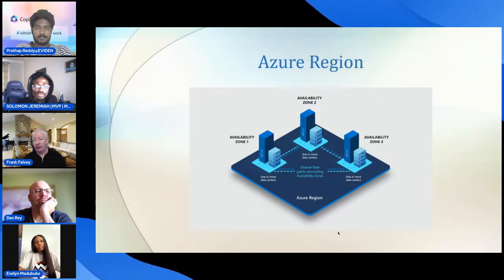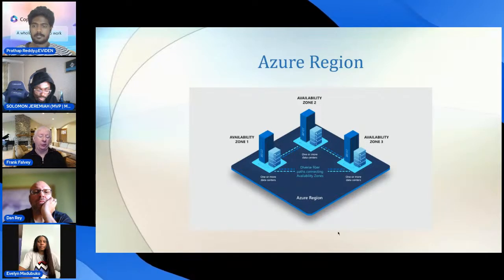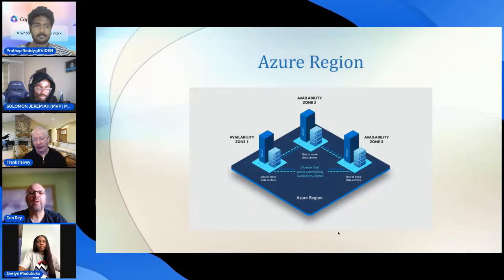Solomon was talking about it earlier. If one of these goes down, it's in the other two. So the odds of three of them going down are very slim. But if you really want to be safe, you could have it backed up to another region, as I was saying, cloud to cloud, Azure to Azure. So that's how an Azure region is broken up.